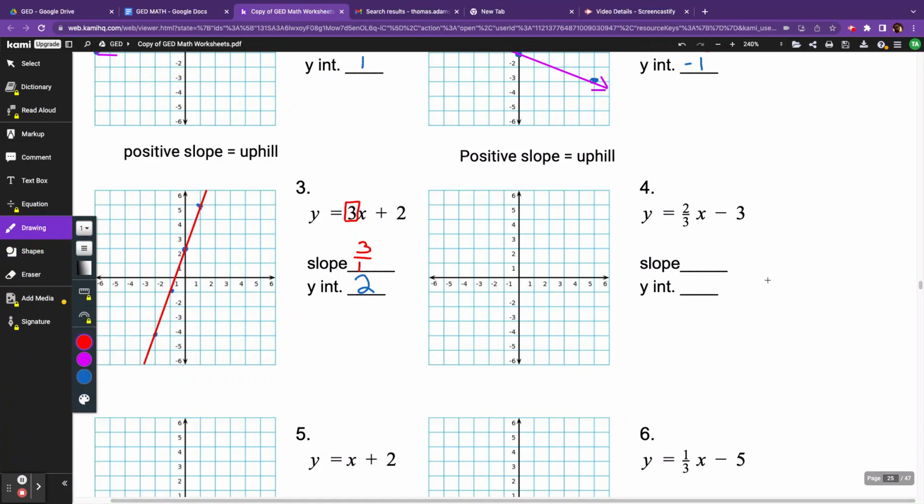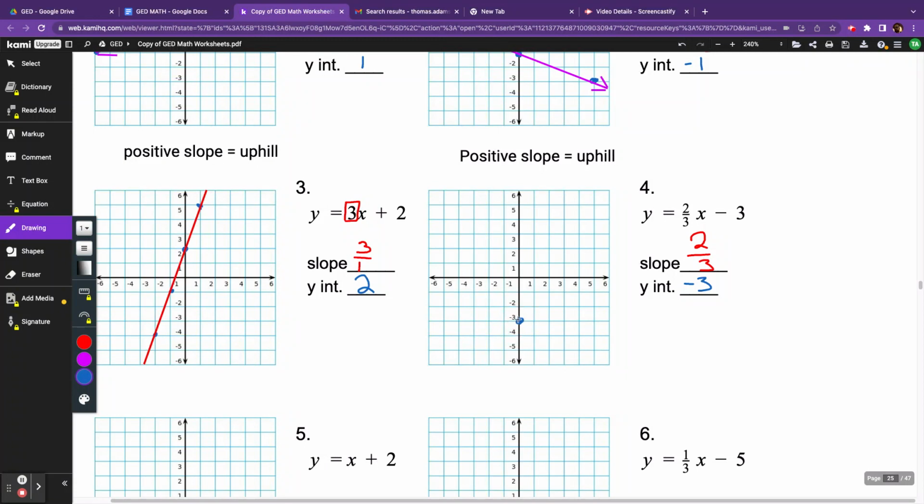Okay. All right, let's do the next one. What's the slope? 2 over 3. And what's the y-intercept? -3. Okay. You tell me what I do next. Go up 2 over 3. From where? Oh, don't you have to go down 3? Yeah, we gotta do the y-intercept first, right? Yeah. Okay, so we'll do that.